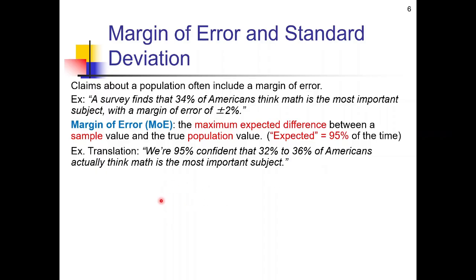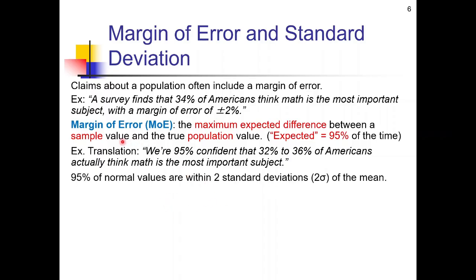Going back to the first lesson in this chapter, recall that 95% of normal values in a normal distribution are within 2 standard deviations, which we could call 2 sigma, of the mean for that population. Since we want to be 95% confident in our results, and 95% means 2 standard deviations, to figure out our margin of error for a relatively normal data set, we literally just have to do 2 times the standard deviation. And that will give us our margin of error.